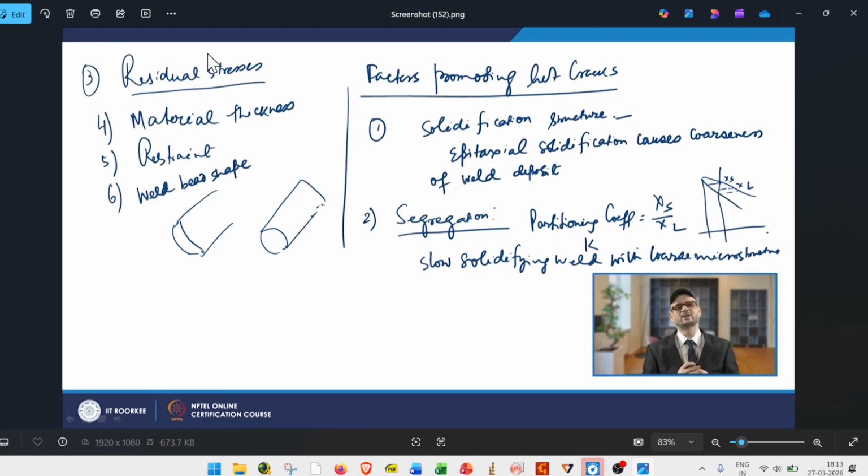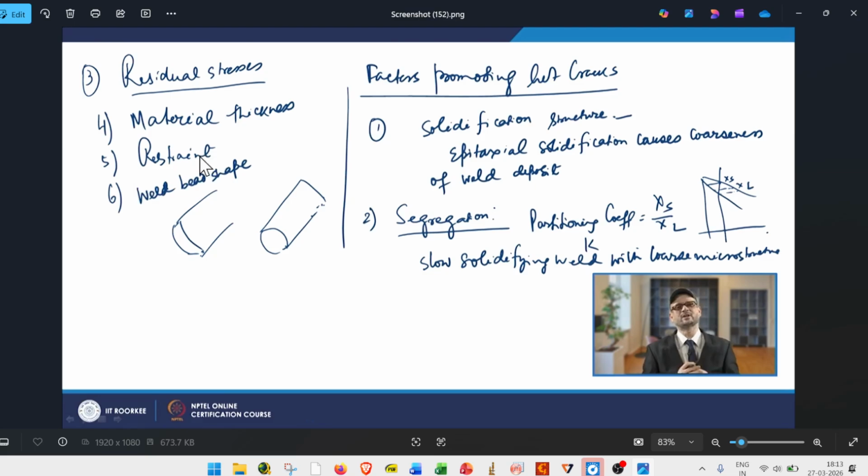The third is the residual stresses. As the intensity of the residual stresses increases, it is more prone to cracking. And if the metal thickness is higher, it results in faster cooling of the material, which reduces the cracking. Then restraints. If we do any fixturing and so on, the fixturing results in stress generation, which results in the forming of cracks.